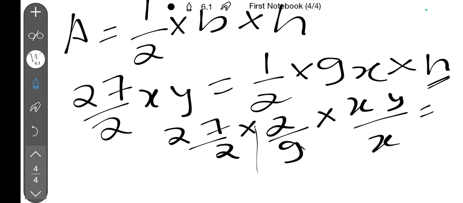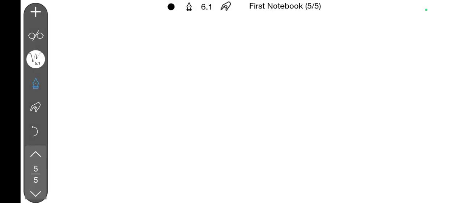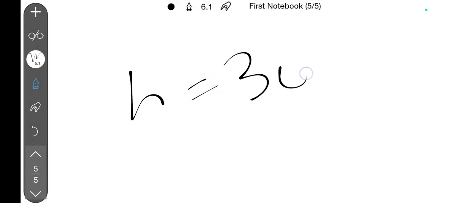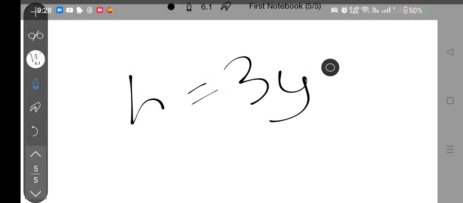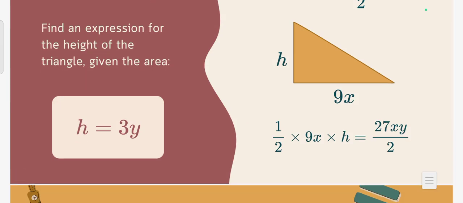Fine. Now this 2 can cancel out. 3 3s are 9, 3 9s are 27. This x cancels out, so we are left with only 3 and here y. So h is equal to 3y. Fine. So the value of h is 3y.